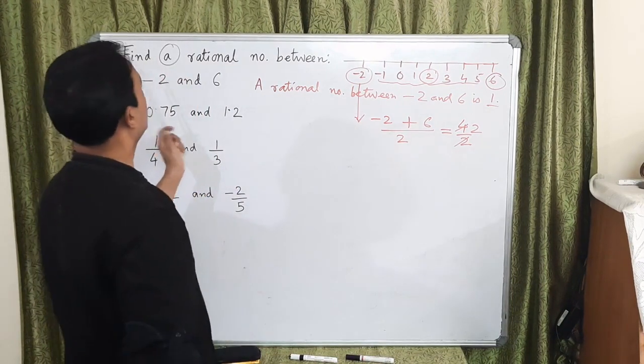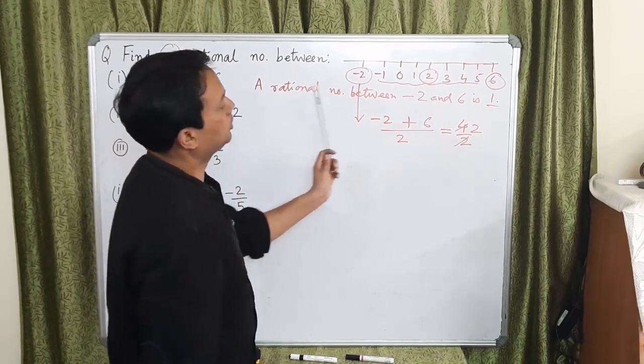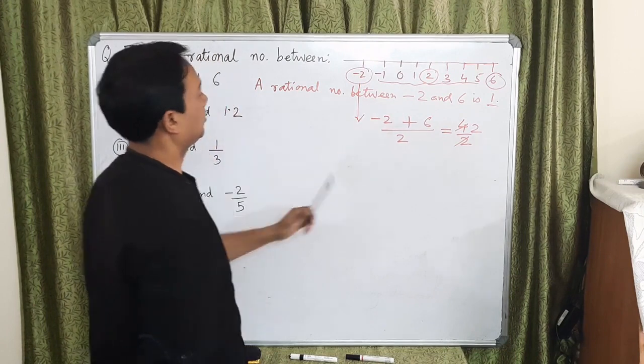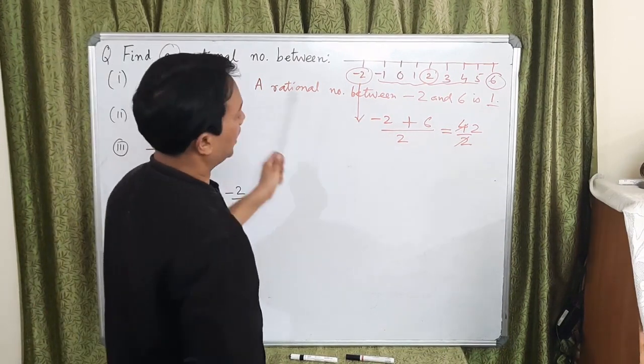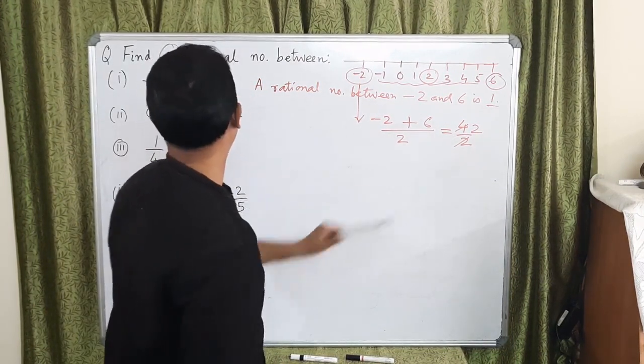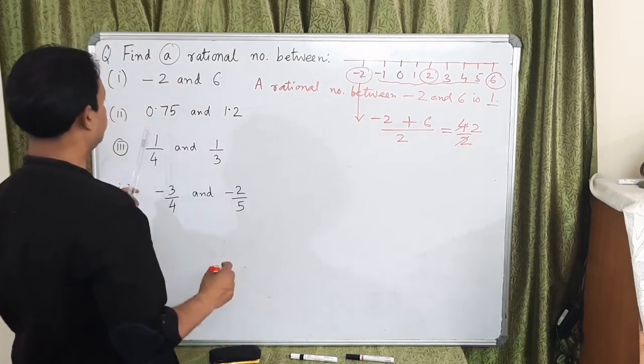But the question is not that. You have to write any rational number between minus 2 and 6. So you can write any one of them. But if the question was to find a number exactly in the middle, then we will do it this way. Now let's look at the next question.